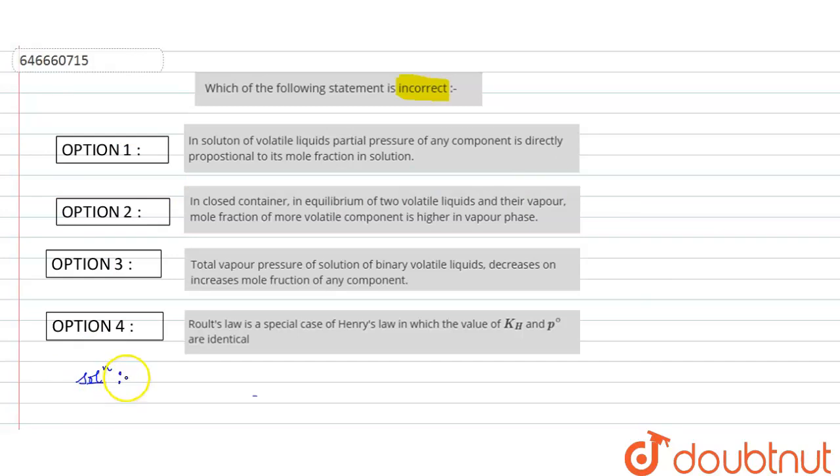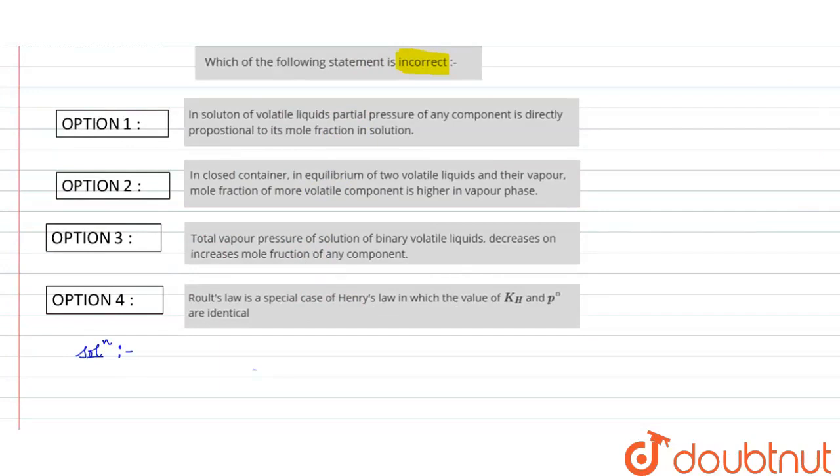If we consider each of the statements one by one, let us first start from option one, that is the very first statement given to us. The first option says that in a solution of volatile liquids, partial pressure of any component is directly proportional to its mole fraction in the solution. Basically, this is Raoult's law of partial vapor pressure.